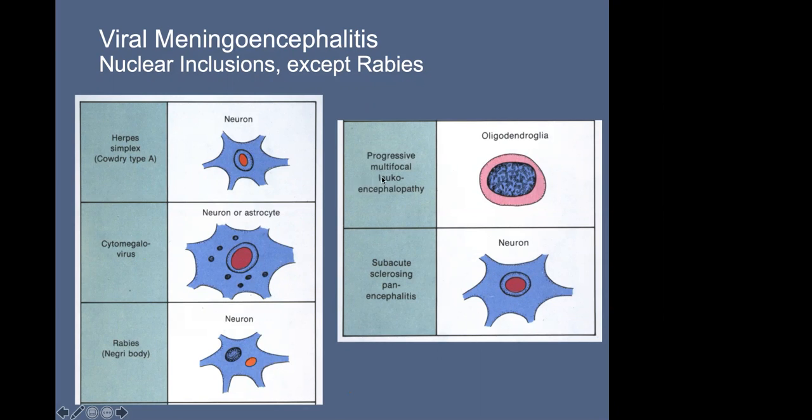Progressive multifocal leukoencephalopathy caused by JC virus is a little different. They will produce nuclear inclusions. However, they infect specifically the oligodendrocytes. It's a glial cell, not the neurons like in the CMV or herpes virus. They infect the astrocytes and oligodendrocytes and kill the oligodendrocytes, and thereby produce the demyelinating lesions, because oligodendrocytes produce myelin.